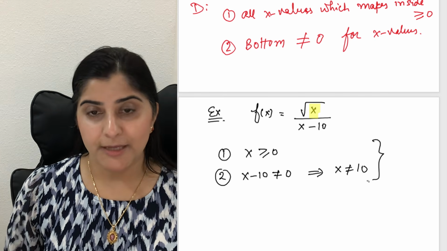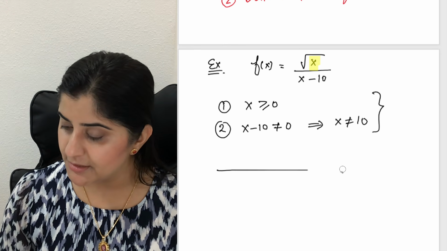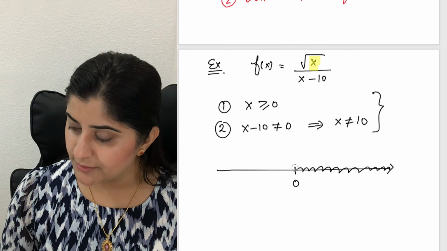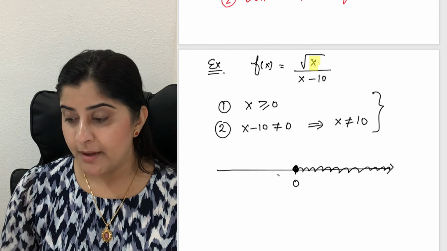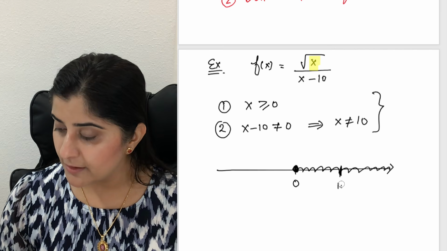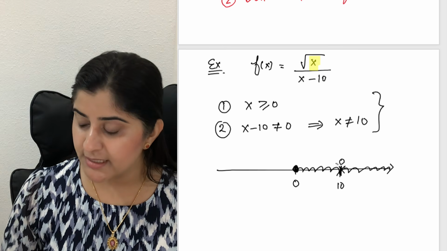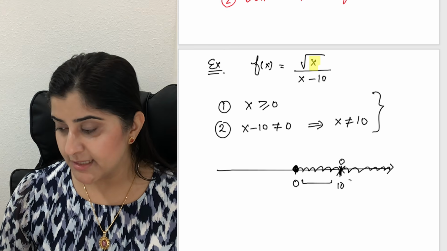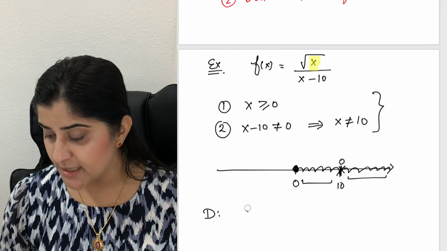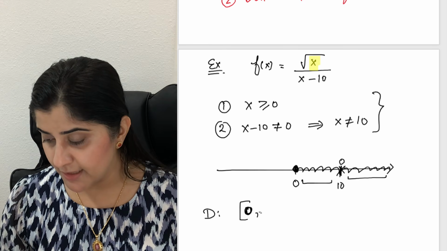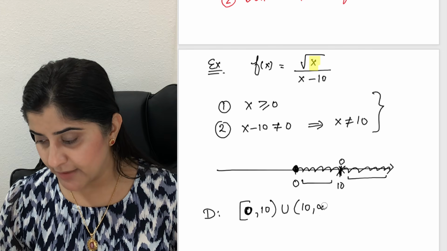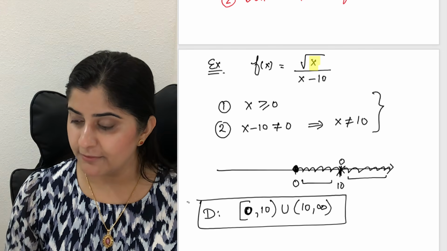So now we have to combine both conditions. According to the first condition, the domain includes everything that is greater than or equal to 0, and 0 is also included. But the second condition is saying the denominator cannot be 0, so x cannot be 10. We cannot include this 10. So we will say this interval and this interval. So the domain is 0 included, 0 to 10, and we have to exclude 10 from this interval, and 10 all the way up to infinity. So this is the domain of the given function.